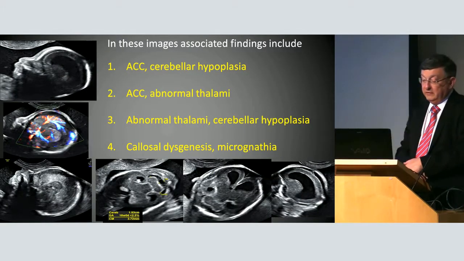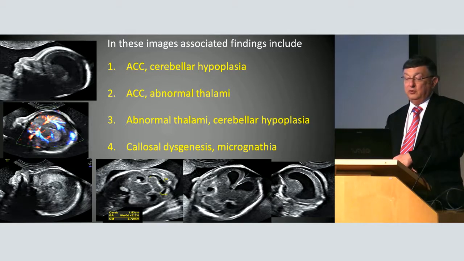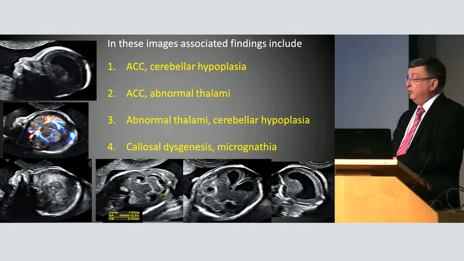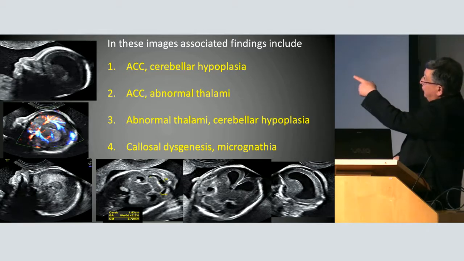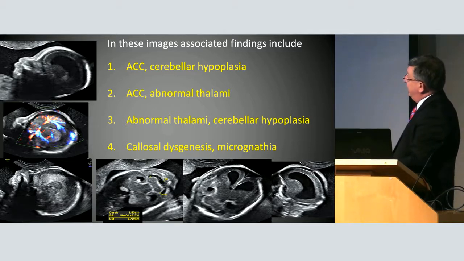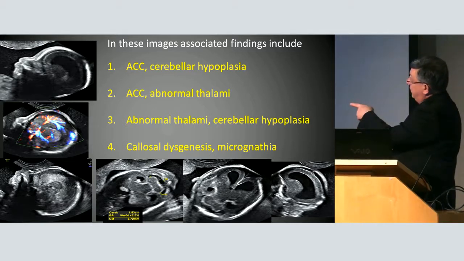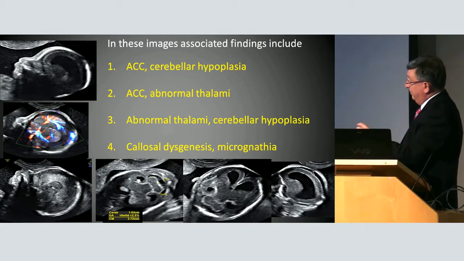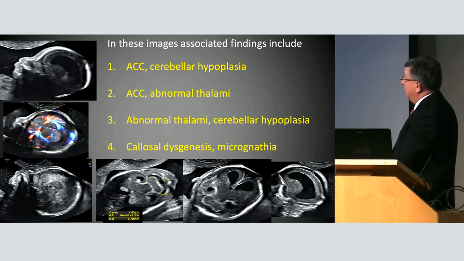Okay, in these images, the associated findings include agenesis of the corpus callosum. Most probably not, because you see the corpus callosum is there in the lower images. Okay, cerebellar hypoplasia. The TCD is a little bit small, the cerebellum is a little bit small. Abnormal thalami in cerebellar hypoplasia. Okay, abnormal thalami. Look here.